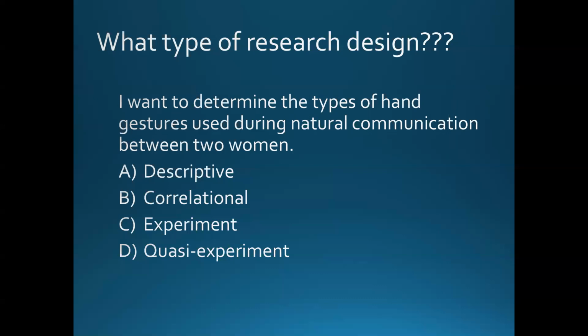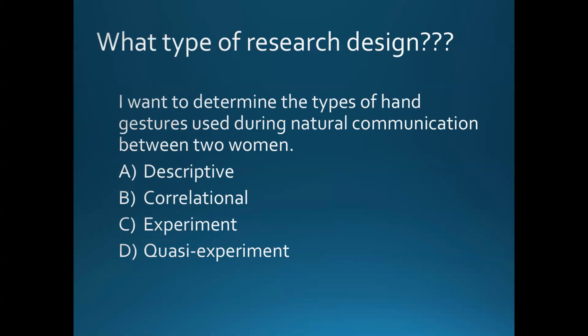All right. So I'm seeing varied answers. Let me work through them. Okay, so the answer is A, it's descriptive. We're just talking about one thing here, right? We just want to know what are the different types of hand gestures that are being used.